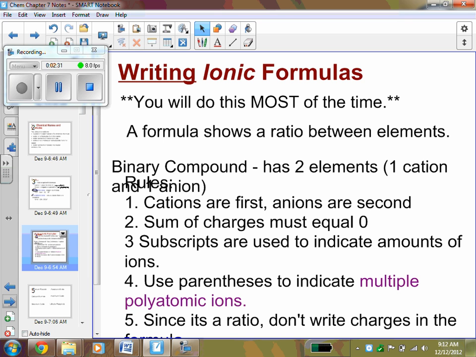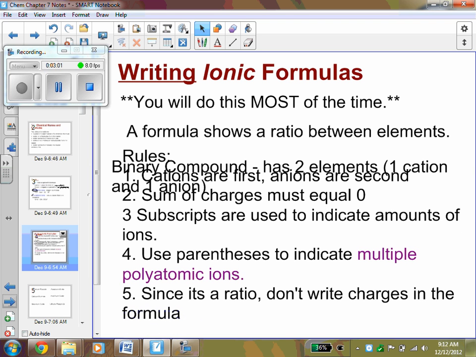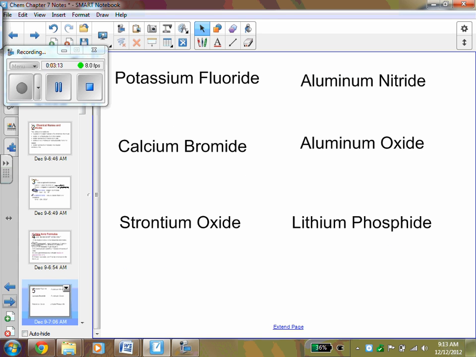Subscripts are used to indicate the amounts of ions. So we never write superscripts when we write a final formula. Number 4, you use parentheses to indicate multiple polyatomic ions. On your ion sheets or in your book or wherever you're referencing these polyatomic ions, if you ever need more than one, you have to put it in parentheses, and you put the subscript 2 or 3 or 4, or however many you need, outside of it to the right. I'll show you that. And of course, since it's a ratio, we don't want to write charges in the final formula. We just want to write the regular subscripts, so we won't see any superscripts or any charges. All right, next, let's practice some of these.